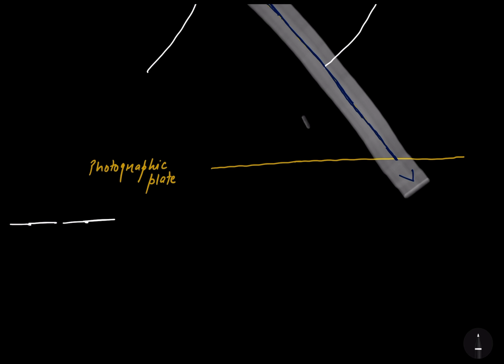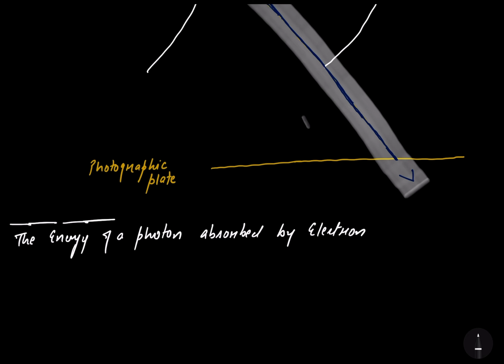So I'm writing: the energy of a photon absorbed by electron must be equal to or greater than the energy difference between the second stationary state and the first stationary state.